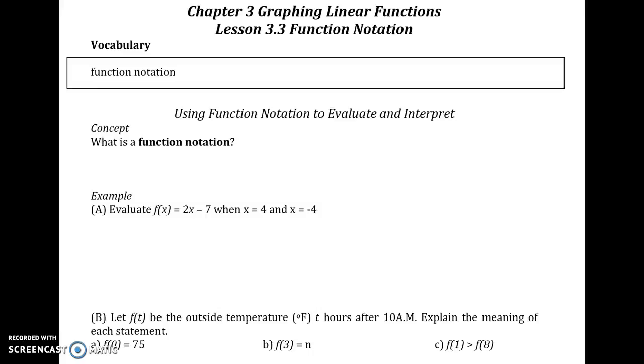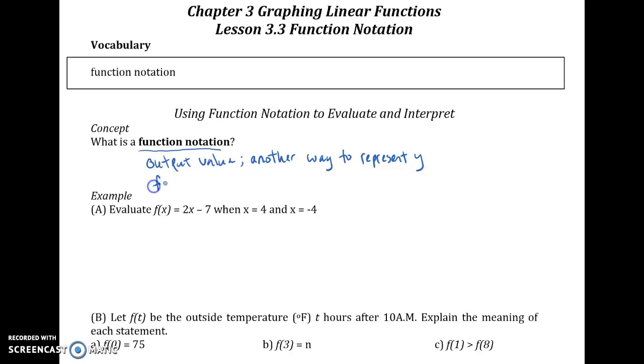Function notation is our next big idea, and first we want to talk about what exactly function notation is. It's basically just another way to express outputs. Function notation is a way to express what an output value is, or it's just another way to represent y.